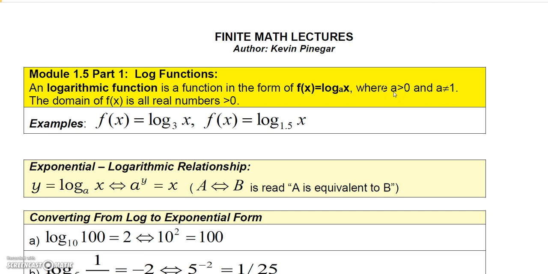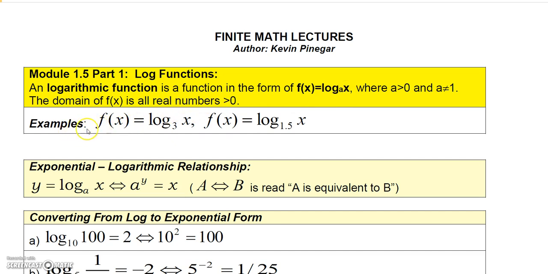Now the base can be any number greater than 0 as long as it's not equal to 1. And the domain of your log functions is all real numbers that are greater than 0. So not all real numbers, but just all real numbers greater than 0. So x can be any real number greater than 0.